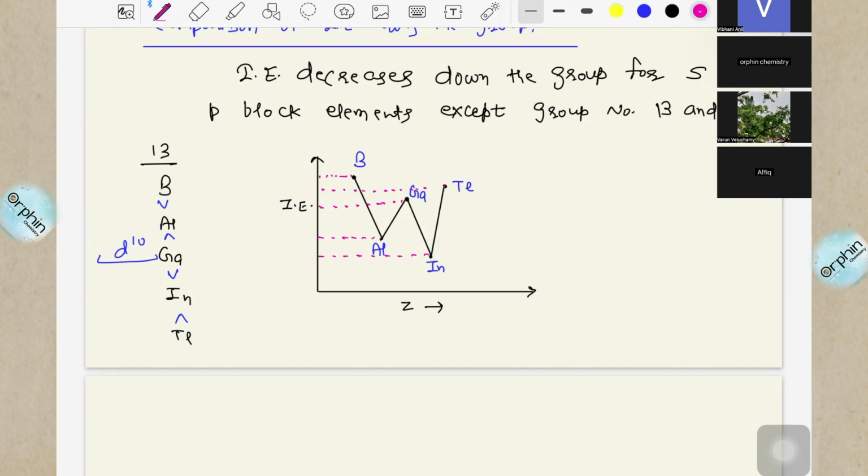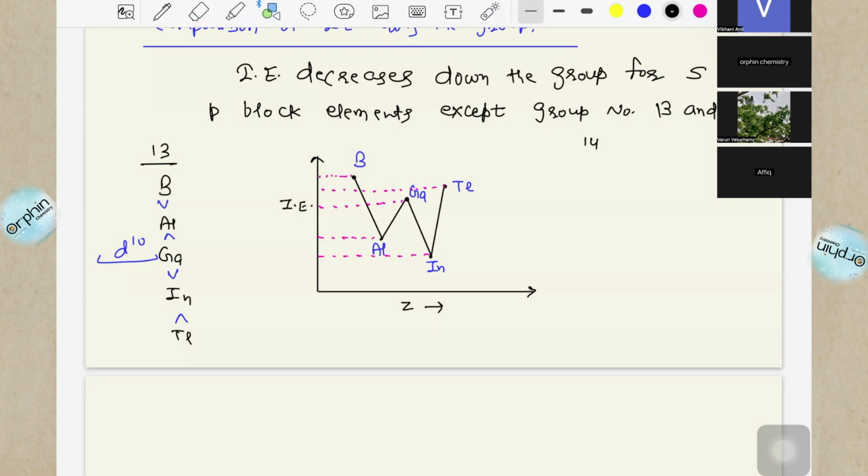So by this W shape, we can remember the order. Boron and aluminium: should have lesser, it is having lesser. Aluminium and gallium: should have more, it is having more. Gallium and indium: should have lesser, yes. Indium and thallium: should have more. But what will be the actual position for every element? That we can learn from this graph. Right, everyone? Is it clear now? Group number 13. Yes, sir.